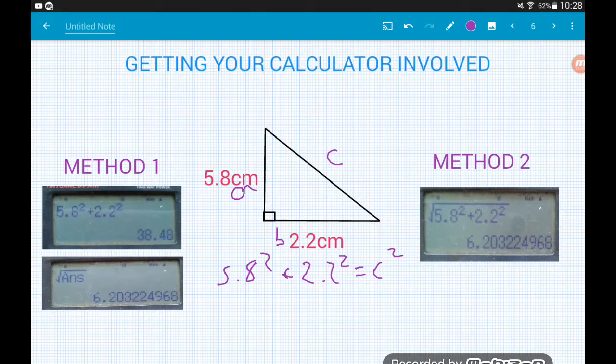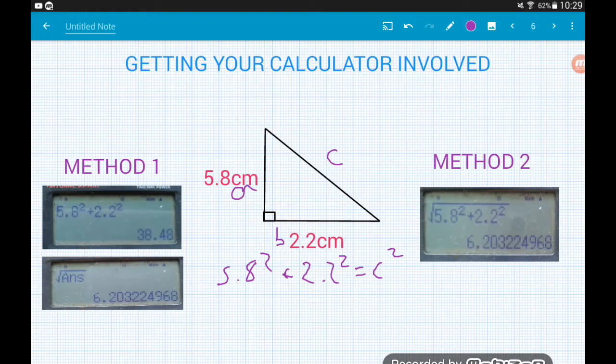So what I've done here, I've put in exactly what we've got written there, 5.8 squared, add 2.2 squared. Then I've pressed equals, and chances are that would have given me a fraction. So then I've pressed SD to turn it into a nice decimal form. So here we've got 38.48, and that is the value of c squared. Now remember, every time you press equals, the answer up on screen gets stored in the answer button. So then I've just pressed the square root of ans, and that's given me 6.203, and so on.